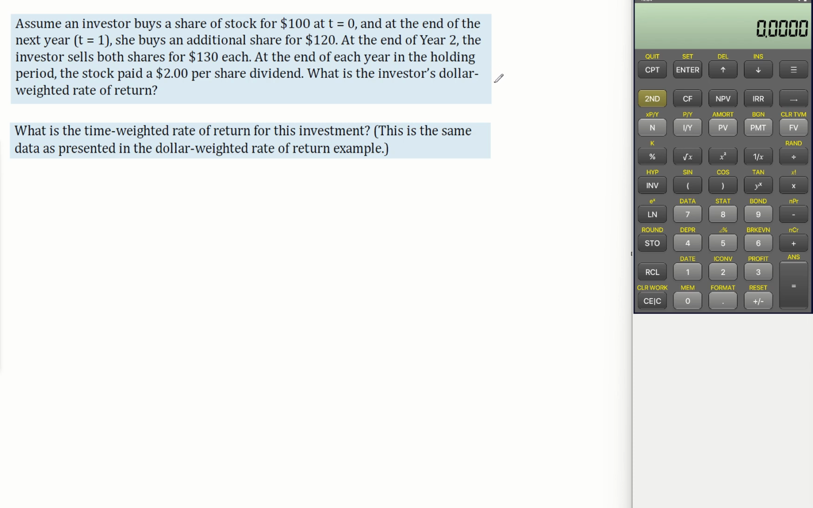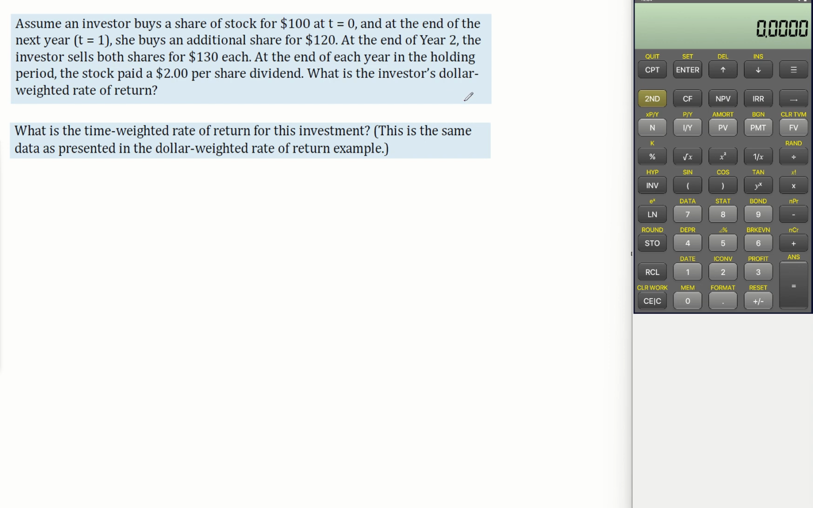Assume an investor buys a share of stocks for $100 at t equals 0, and at the end of next year, she buys an additional share for $120. At the end of year 2, the investor sells both shares for $130 each. At the end of each year in the holding period, the stock paid $2 per share dividend.